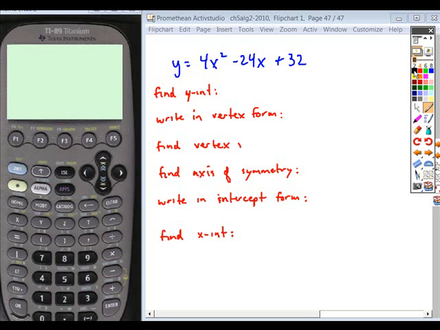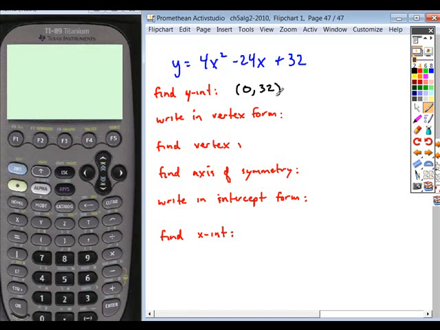Let me break this down into two parts. Okay, first, the Y-intercept. That's pretty easy to find, right? What is the Y-intercept for this equation? The Y-intercept is when x is 0. So when x is 0, what happens to these first two terms in standard form? When you plug a 0 in, they become 0. So what is the Y-intercept? 32. Okay, so that should be pretty easy to find.